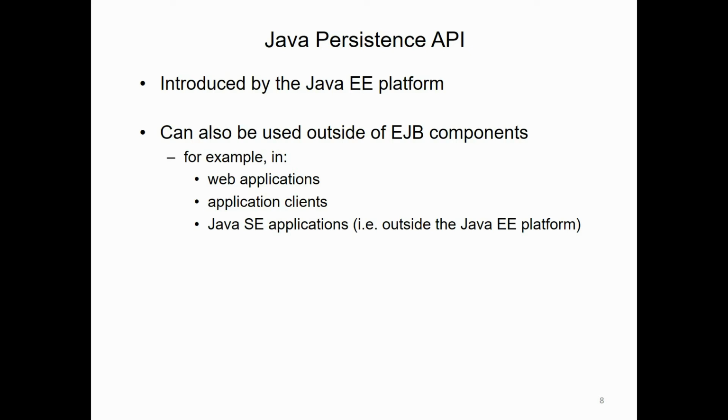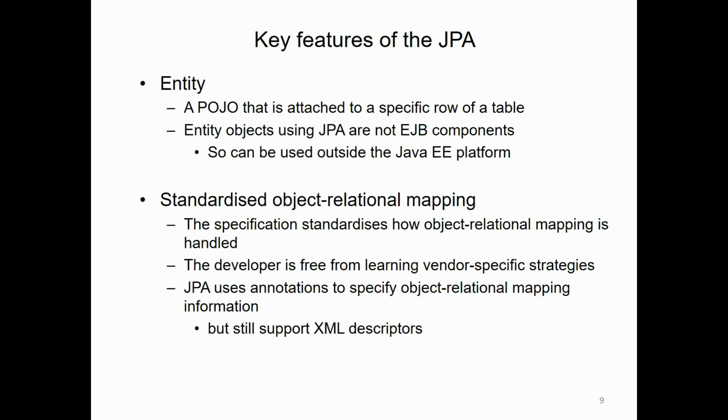Talk a little bit more about that as we go on. Now, when you're using the JPA, one of the things that you've got to use is an entity class. This is a plain old Java object, and each object will be attached or represent a specific row in the table. As you'll see in a bit, it doesn't actually have to be attached to that row. There are times when it won't be, but it will represent a row in a table in the database.